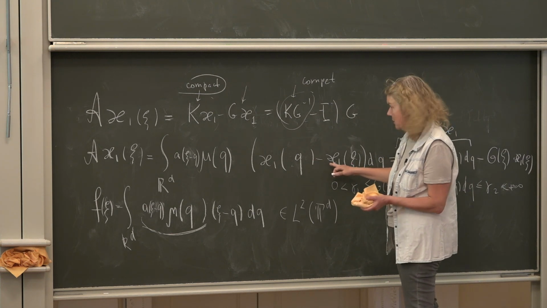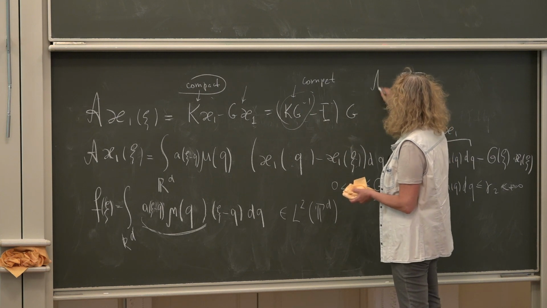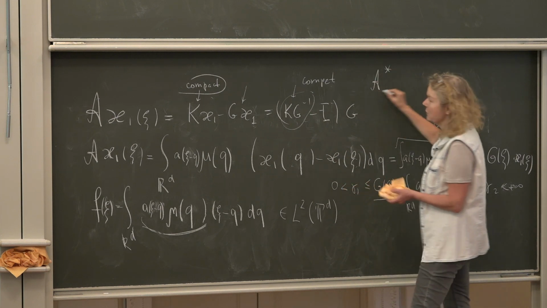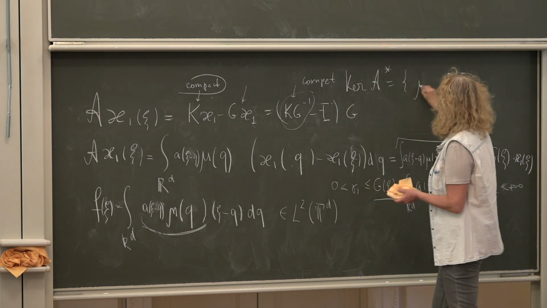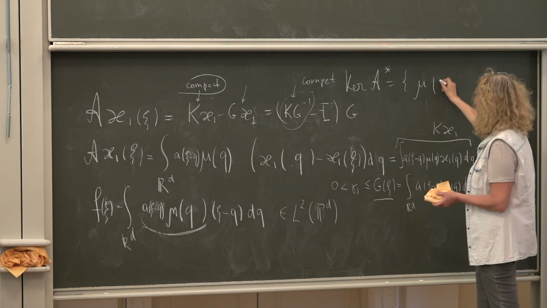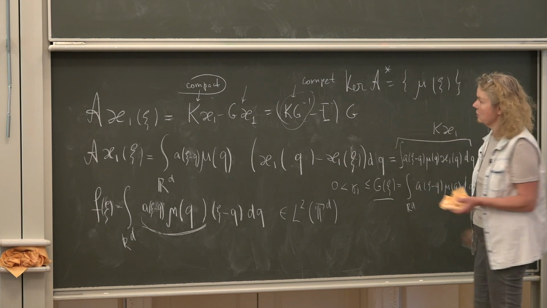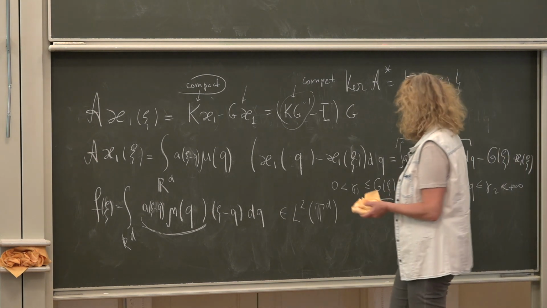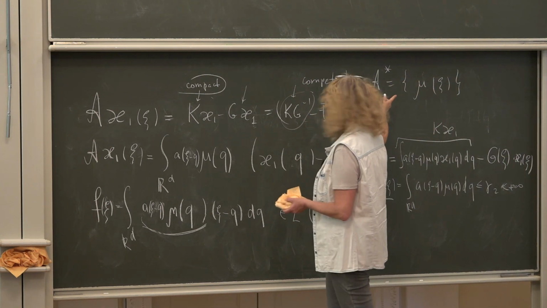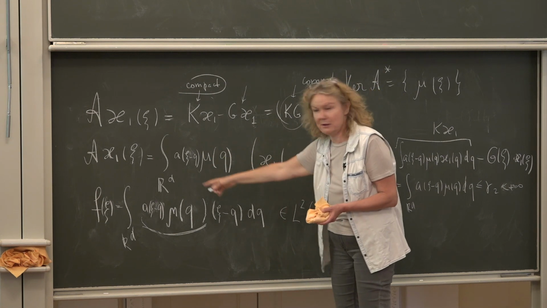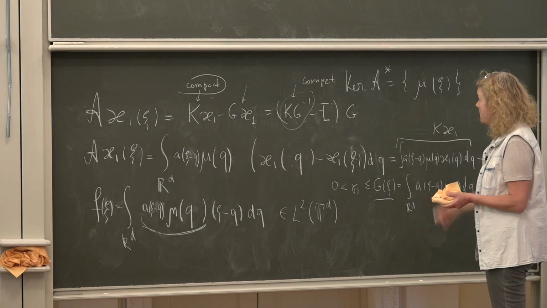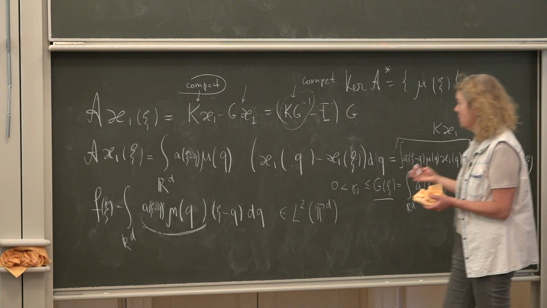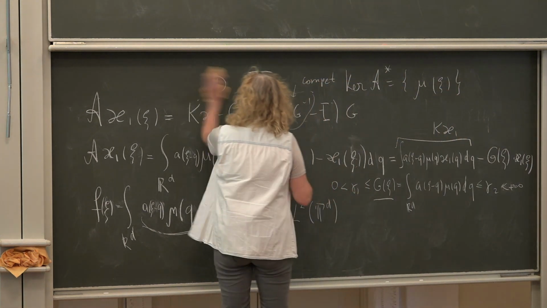Then we have the same for the adjoint operator, and the kernel of the adjoint operator is just the function mu. It is easy to check. There is the function mu, because you can see that if we put here mu, then there is a symmetric kernel for this operator. And then the solvability condition for our equation.